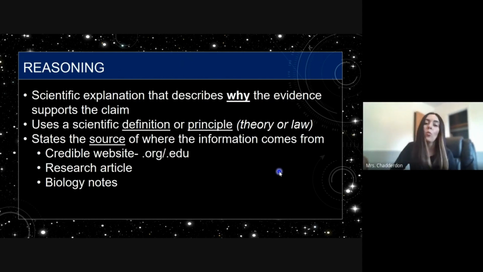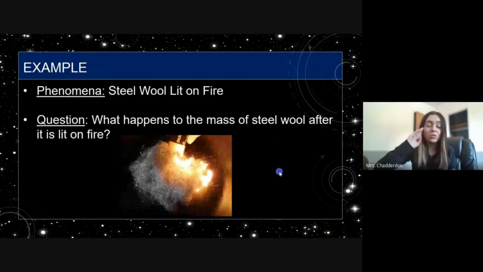It might be from a website like a .org or a .edu. We'll stay away from .coms and .nets because anyone can make those sites. Or maybe it's from a scientific research article. Or maybe it's from your biology notes. You can take those as credible as well. Okay, so let's get into an example.